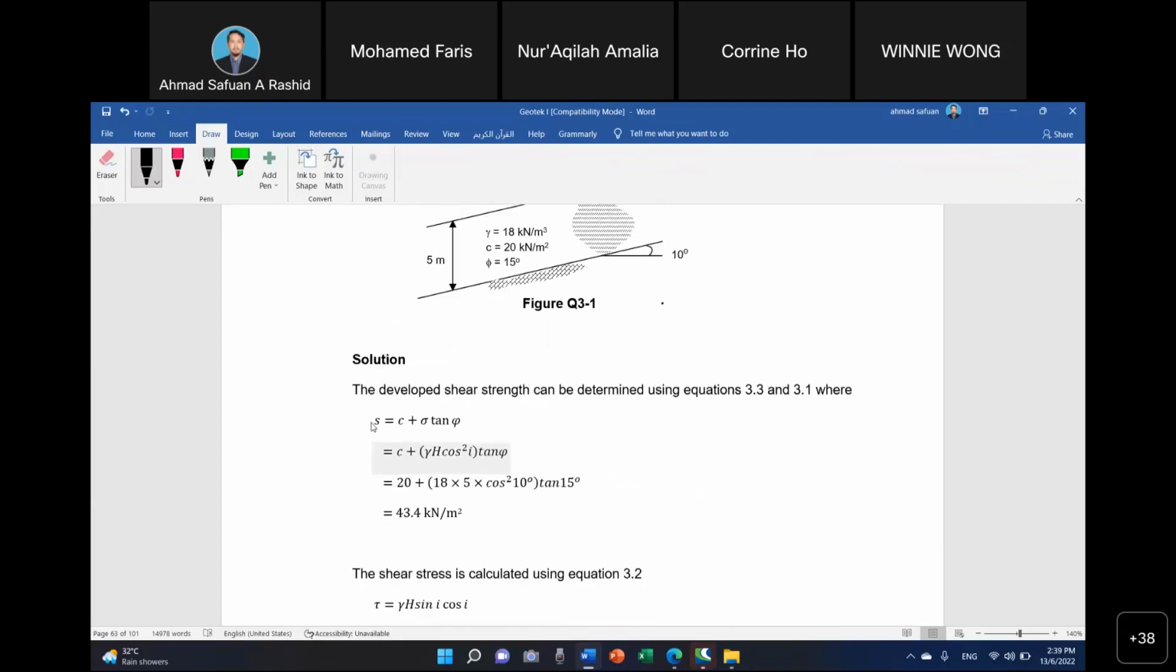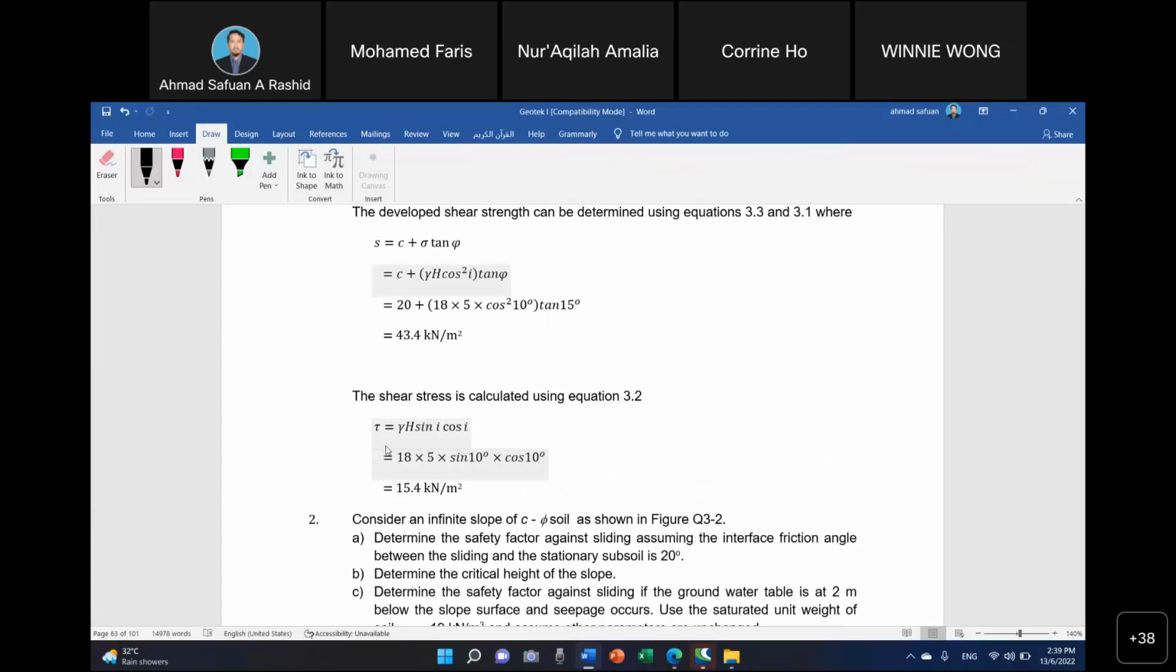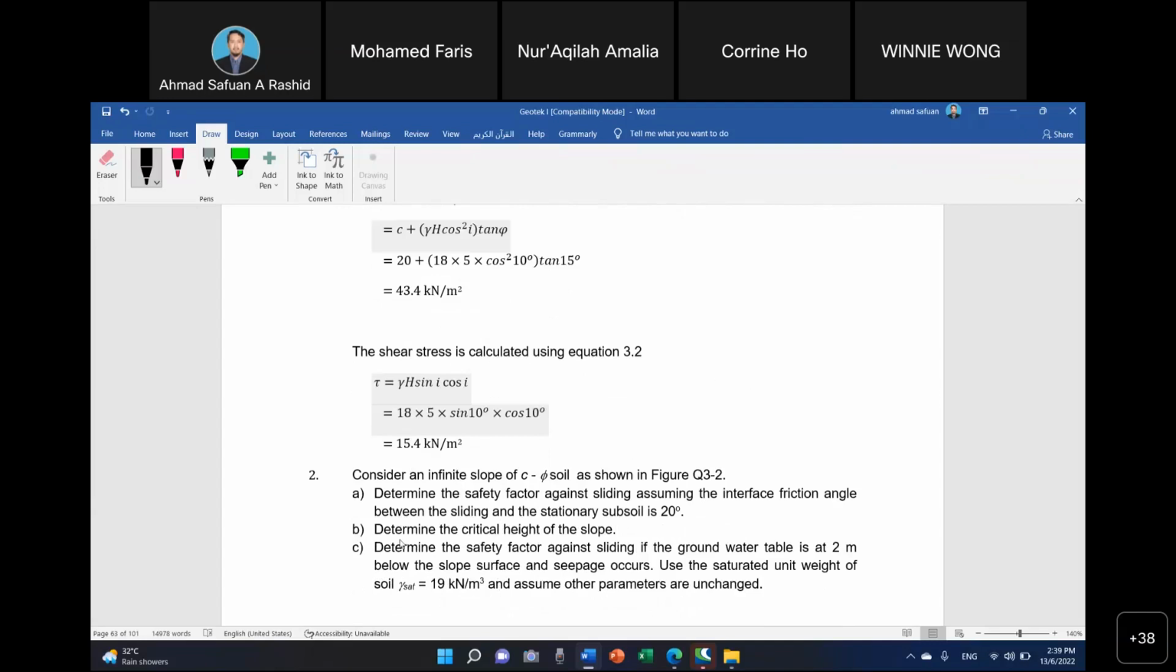So the first one, A, is similar with the first example. Then the B is to try to get the height when the factor safety is equal to 1. The C, by using the same figure, but assume that the water is 2 meter below the slope surface. What is the safety factor value?